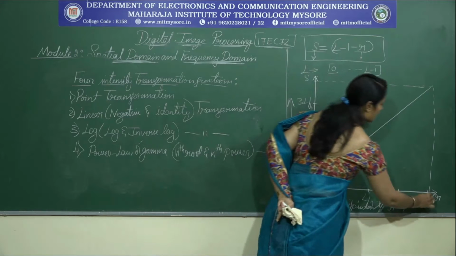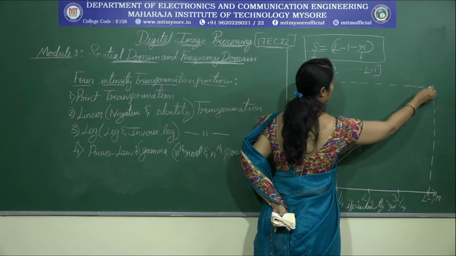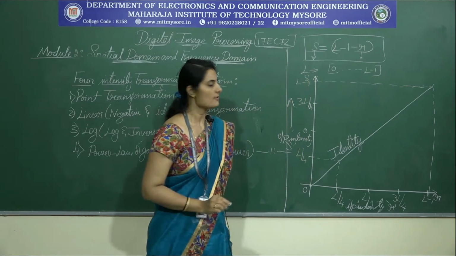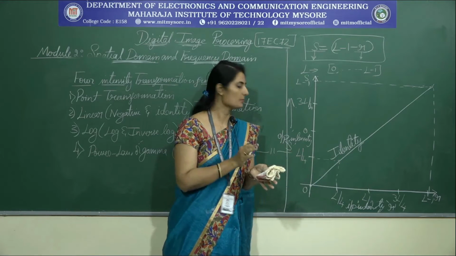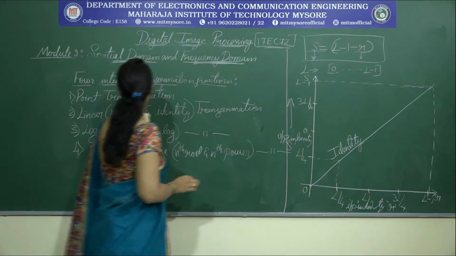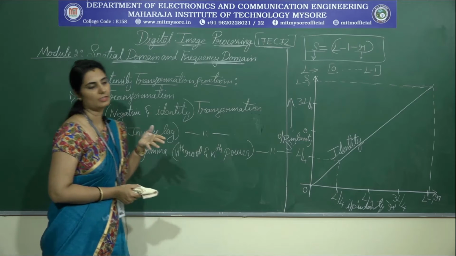If input intensity level is L minus 1, then for this graph the output intensity level is also L minus 1. So this is what is identity. Even after transformation there is no change in the intensity value. Next, again in linear transformation, is the negative.